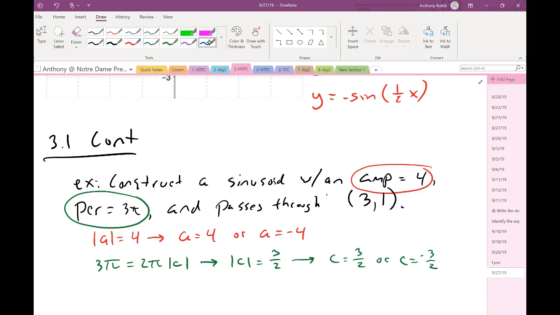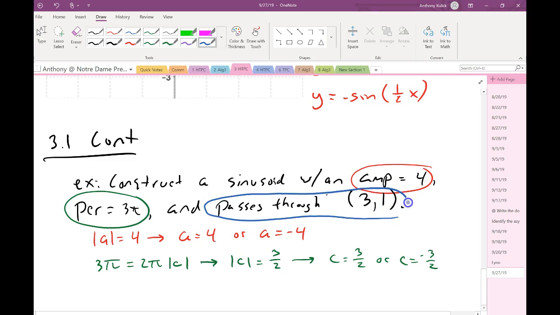Everybody so far so good with this? These two conclusions should have been pretty obvious to draw. Nothing tricky happened there. So now we're told that we also need the graph to pass through this point, (3, 1). So what is this point (3, 1) in some way going to tell us?